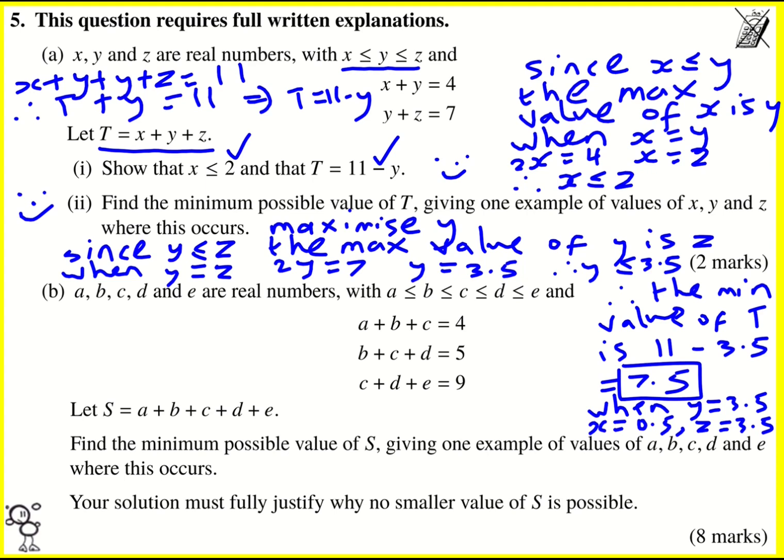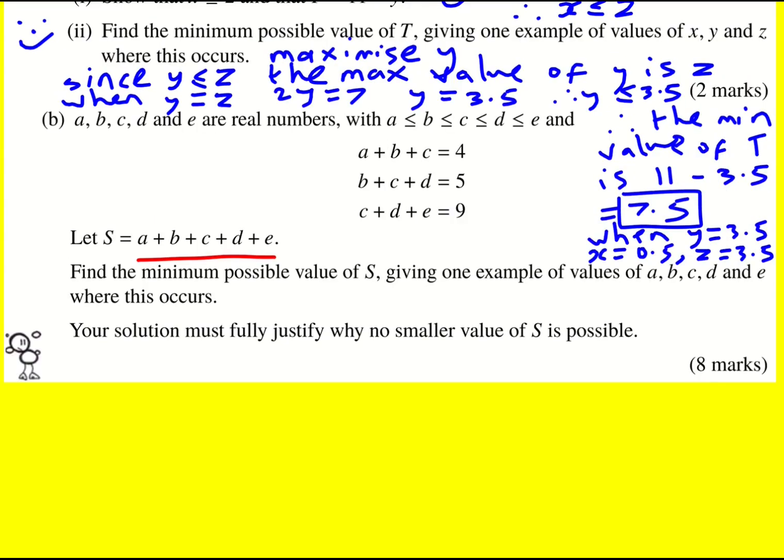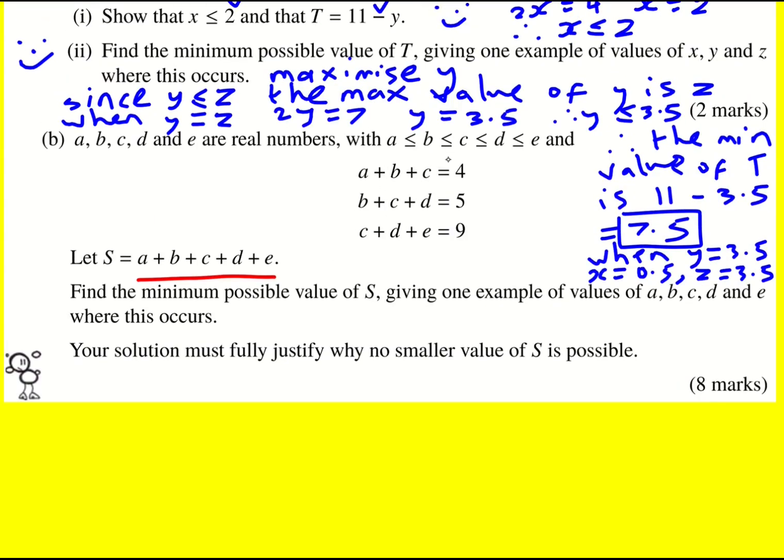Okay, second part, we've now got 5 unknowns and 3 equations. But remember, we're not trying to solve it. We're going to be trying to add A, B, C, D, E together to give S and then find the minimum value for it. The first thing I did when I did this question is I added them all together, but actually you just end up with too much. So that's not the way to go.